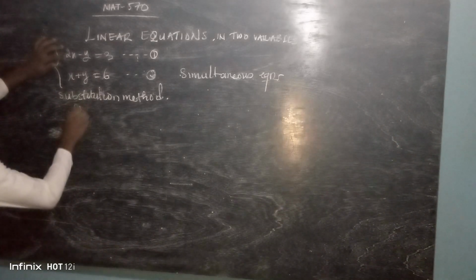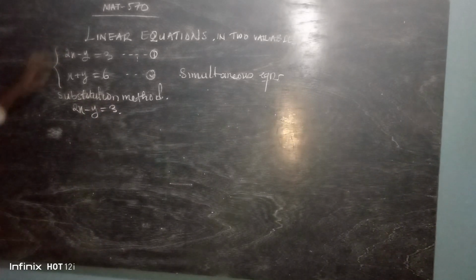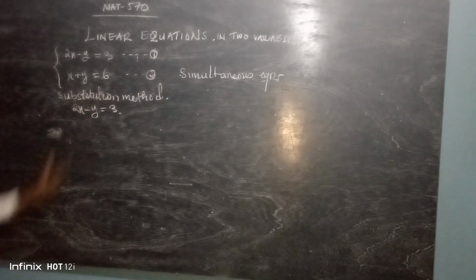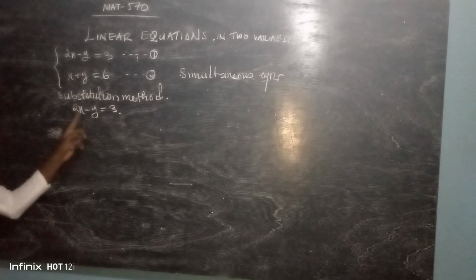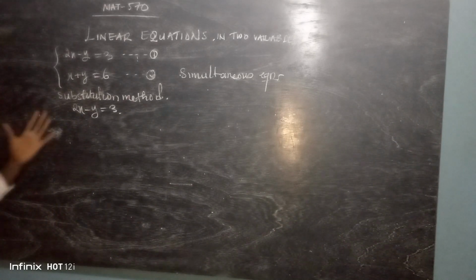How do I do this? Let me copy equation 1. I have two equations. This is the first one, equation 1. I want to make x the subject first. So I have to collect the term that I want to make the subject on one side of the equation and all the other terms on the other side.